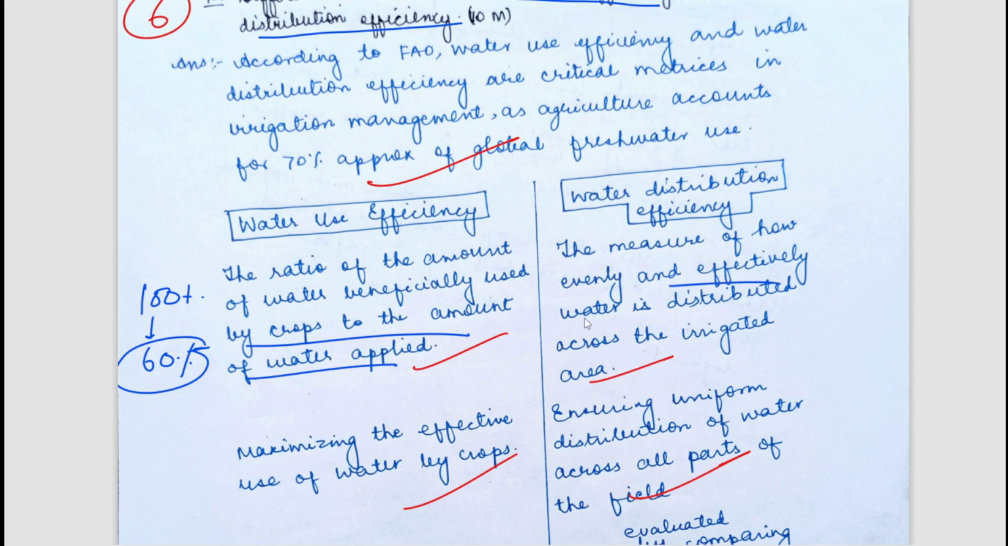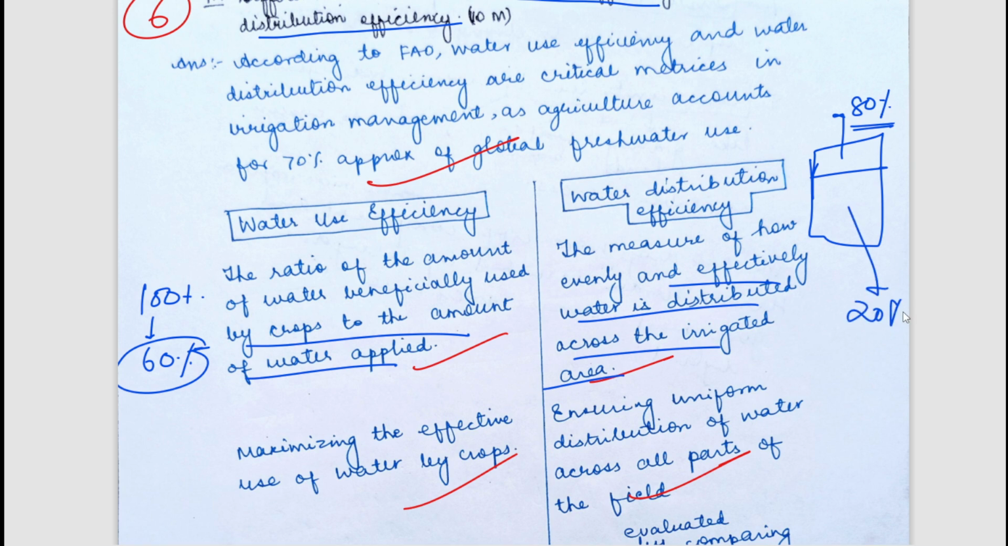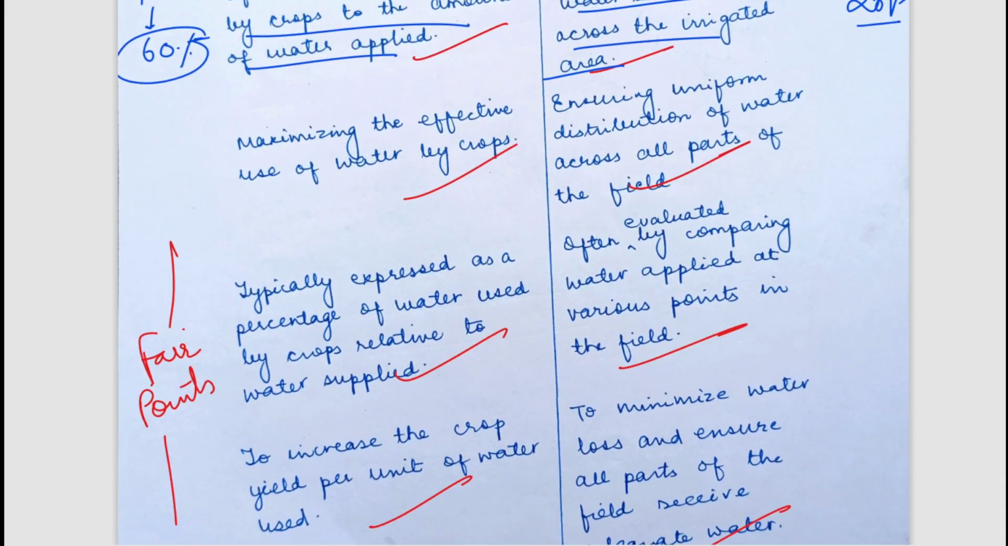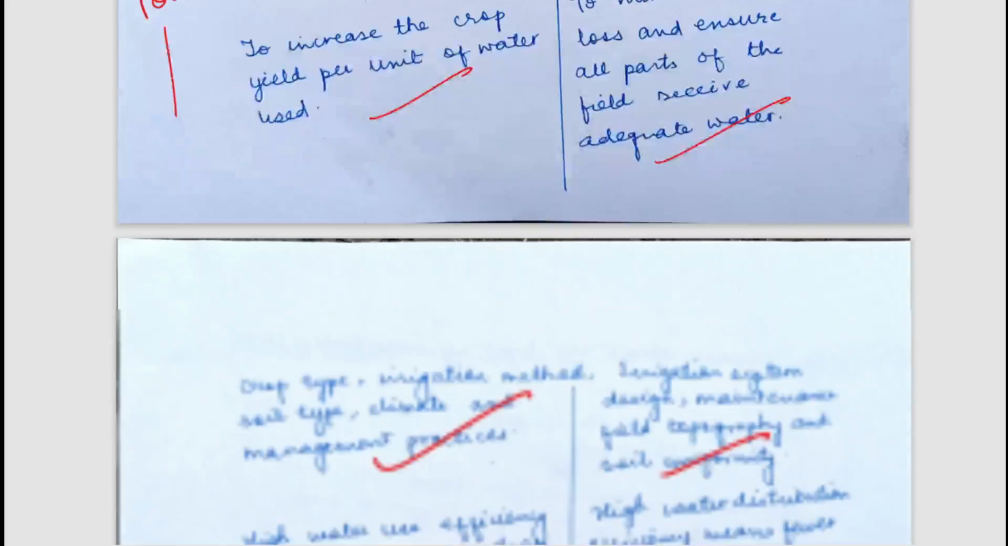What is water distribution efficiency? How evenly and effectively water is distributed across the irrigated area. Suppose we are again applying 100 tons of irrigation, and in this field only 80% of the water is there, and here only 20% water. So you can see that water is not effectively distributed. This is the basic difference between water use efficiency and water distribution efficiency. Again, well written by the student. You can pause the video and read the answers.